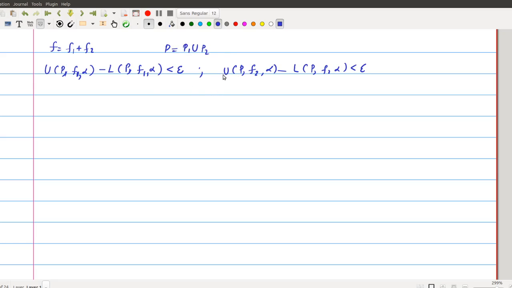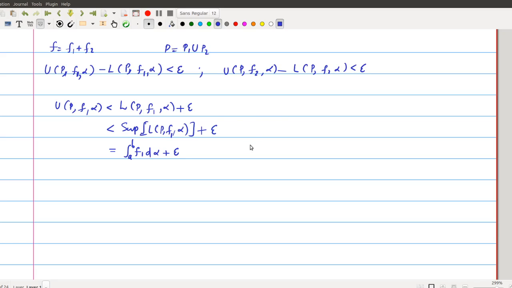Okay, so from here what can we say? This can be written as U(P, f1, alpha) less than L(P, f1, alpha) plus epsilon. But when we take the supremum of L(P, f1, alpha), what do we get? We get the integral of f1. So we write this is less than the supremum of L(P, f1, alpha), plus epsilon, which is equal to the integral from a to b of f1 d alpha plus epsilon.